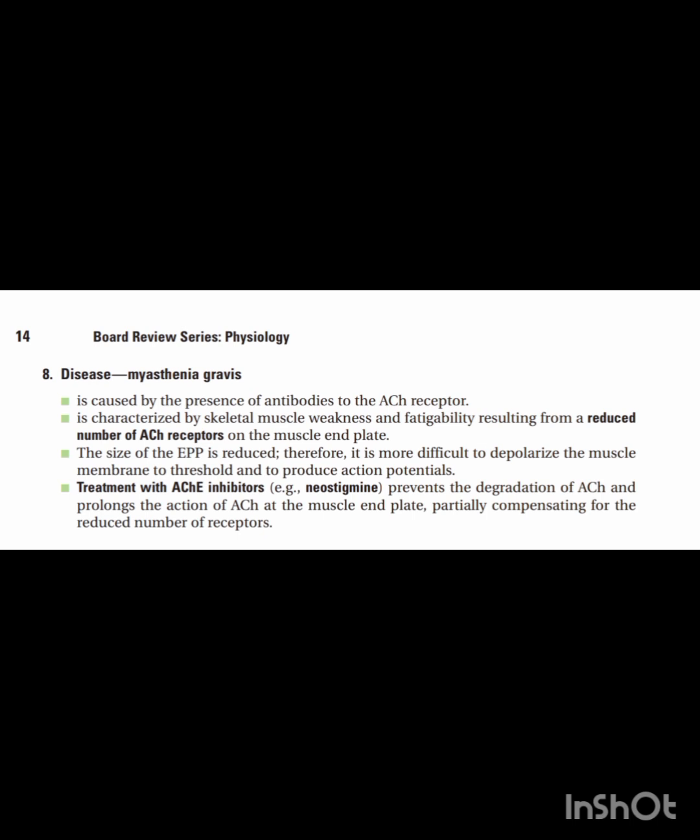And how can we treat it? So, the treatment of myasthenia gravis is with acetylcholinesterase inhibitors, that is neostigmine. And this prevents the degradation of acetylcholine and prolongs the action of acetylcholine at the muscle end plate, partially compensating for the reduced number of receptors.